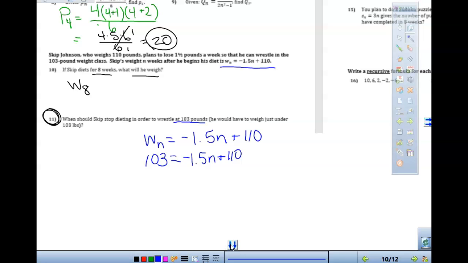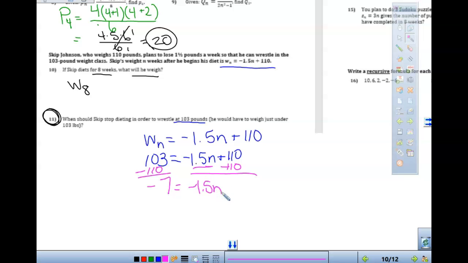If I just asked you to solve that for n, Carol, what would you do first for solving for n? I want to find what n equals. So this is going back to like the first week of this year. I have this equation. 103 equals negative 1.5n plus 110. I want n by itself. What would you do? Distribute. No distributing. What do I do to get rid of 110? Minus 110 on both sides, right? I get negative 7 equals negative 1.5n.